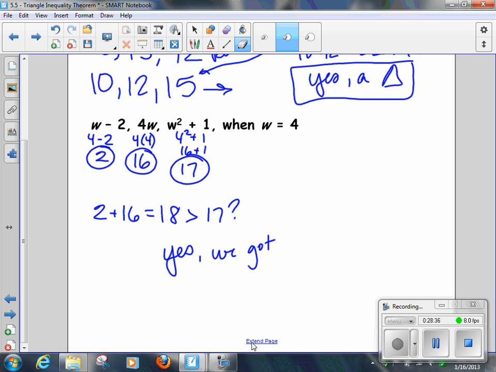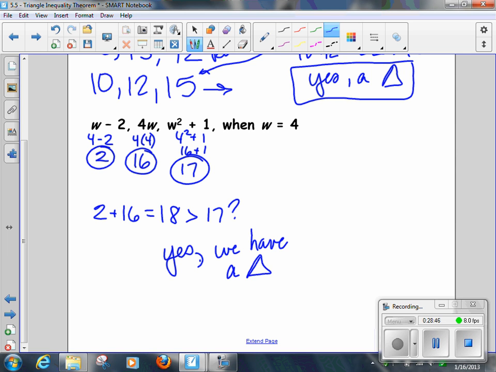Don't put we got. That's not proper grammar. Ms. Turner and Ms. Dellenbach and all of the English teachers, Ms. Largent would kill me. Yes, we have a triangle.